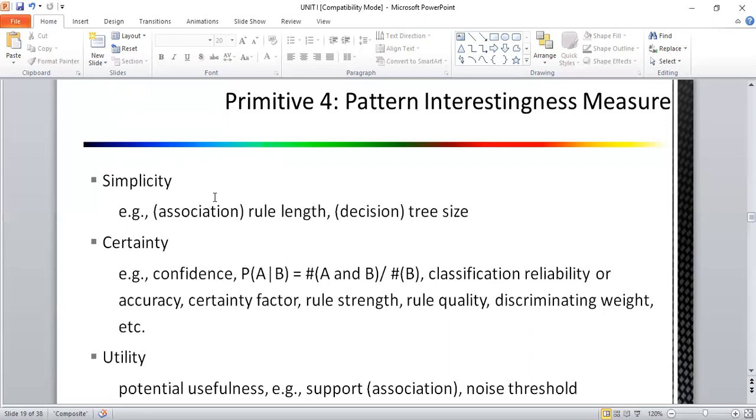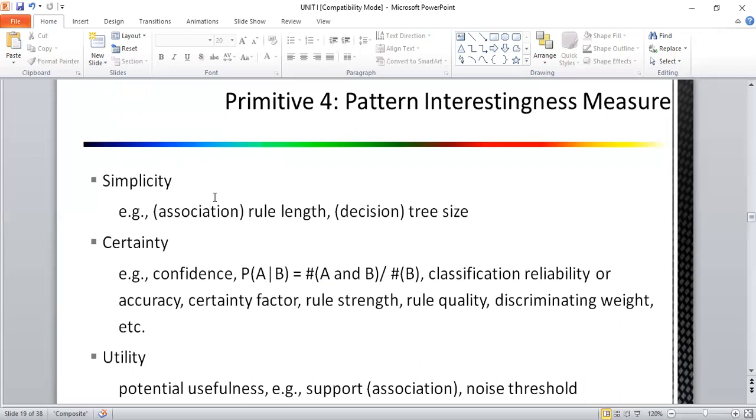You can relate it with association rule length. Like in the previous example we have seen extraction of information related to profit. So if the rule is very lengthy, it will become difficult to work with. It will become difficult for people to understand also, and it will increase the complexity. If the pattern is interesting, that means it should be simple and user friendly. It should be understandable by the user.